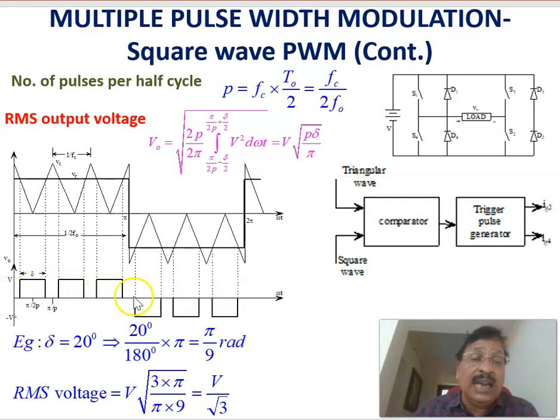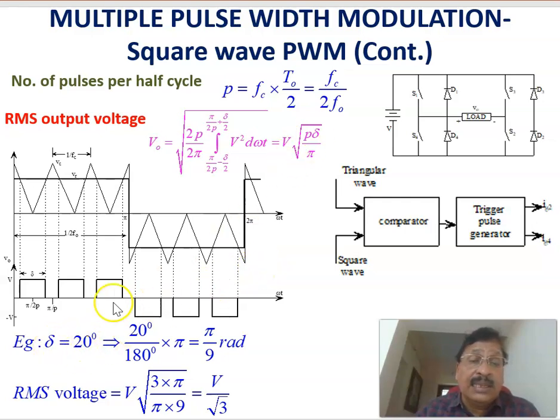Therefore, in order to change the RMS value of the inverter output voltage, you can change that delta. This pulse width can be changed so that the RMS value can be changed. The delta can be changed by controlling the magnitude of this reference voltage. By raising or lowering it, the pulse width can be changed, and thereby by changing delta, you can change the RMS value of the inverter output voltage.